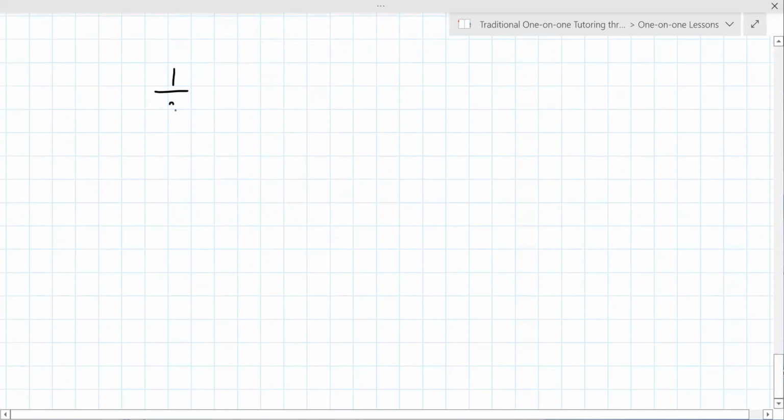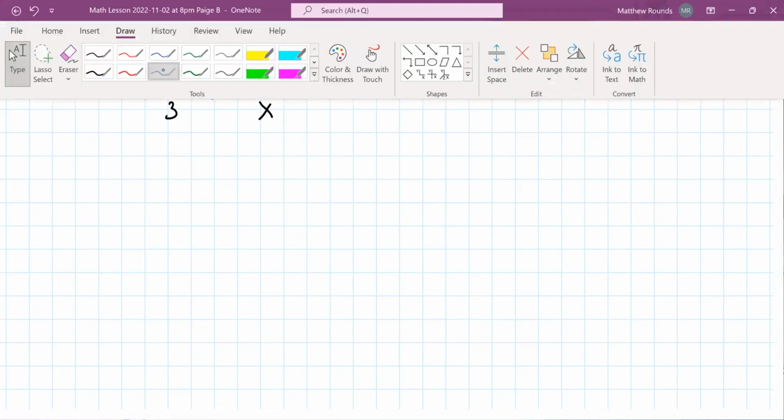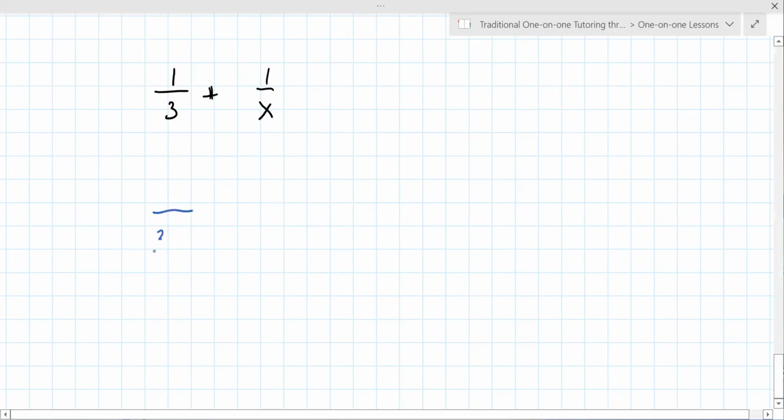It's 1/3 plus 1 over x. We kind of started this last weekend. We need to make a common denominator. What is the common denominator between 3 and x? 3x, perfect. So you can write it over 3x over 3x, and you have to figure out what's missing here. So x is missing, and 3 is missing.